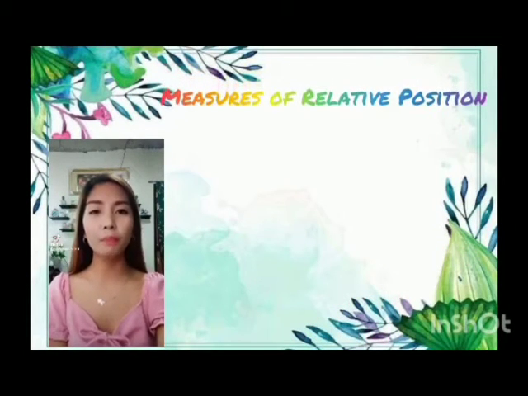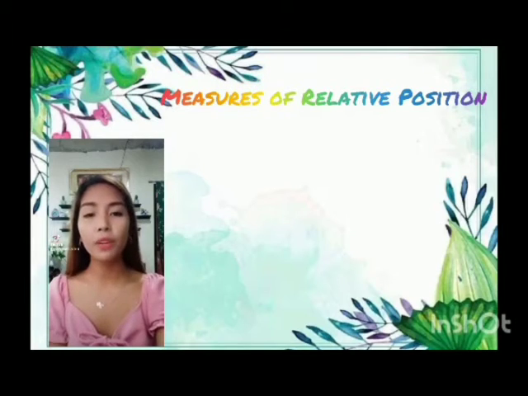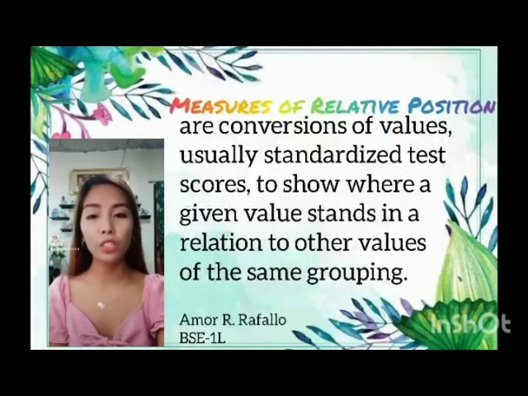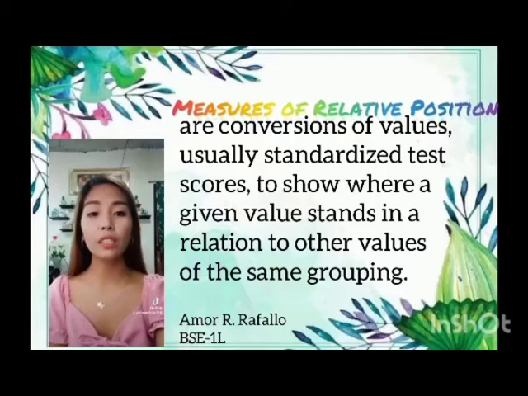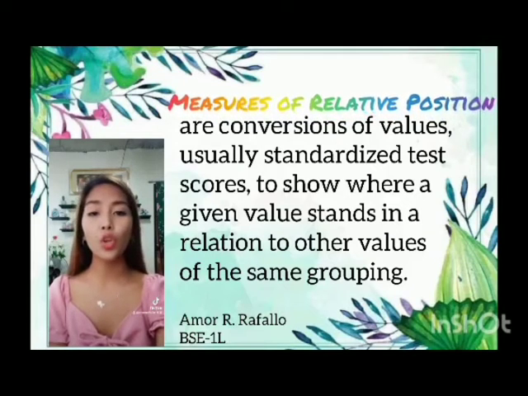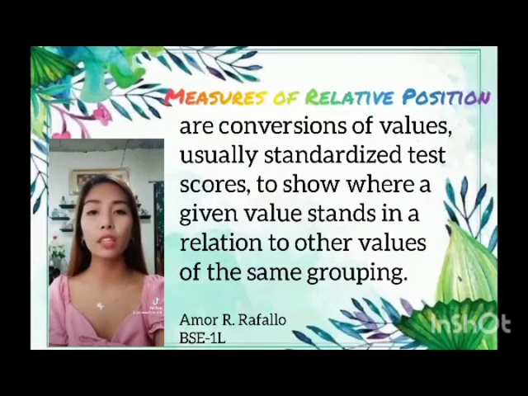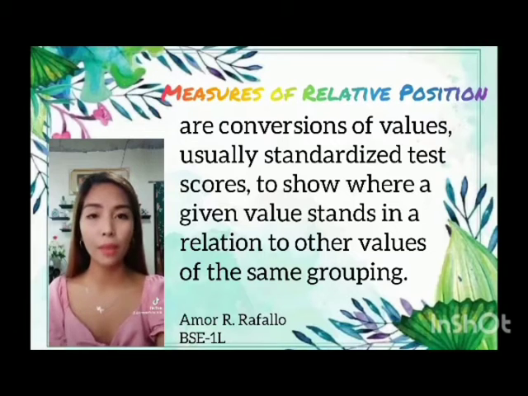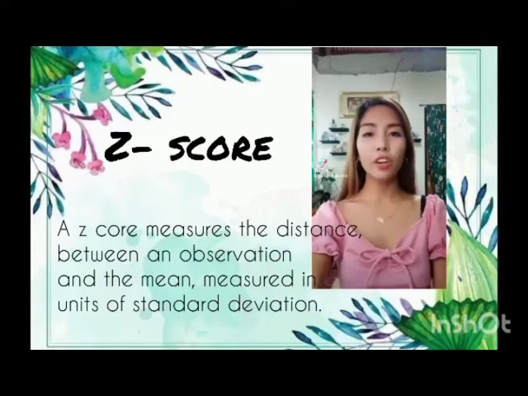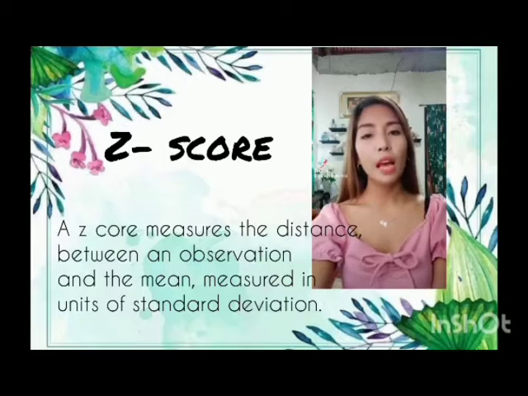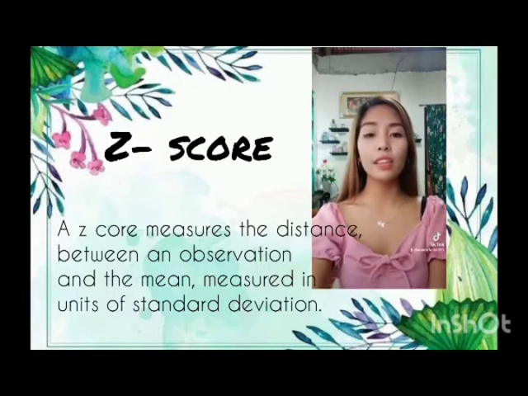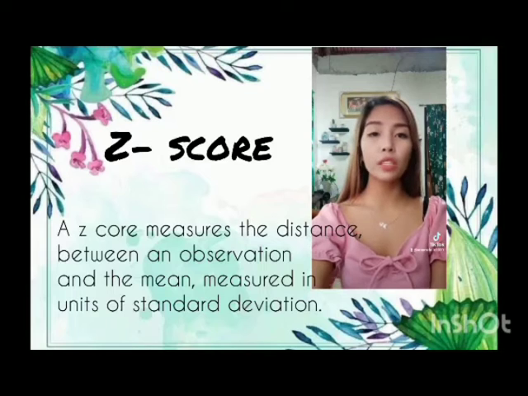Now, let's discuss the measures of relative position. Measures of relative position are conversions of values, usually standardized test scores, to show where a given value stands in relation to other values of the same grouping. Z-score or standard score.